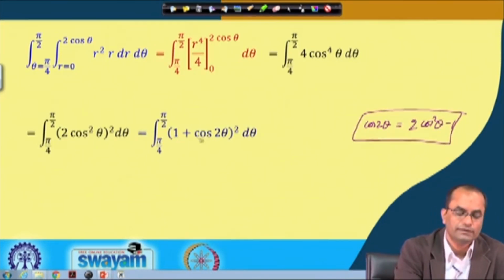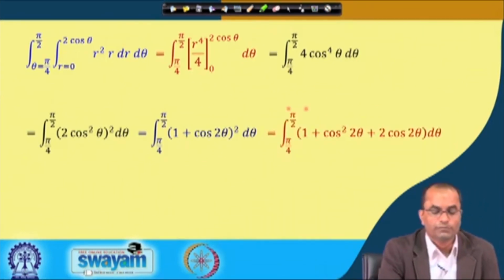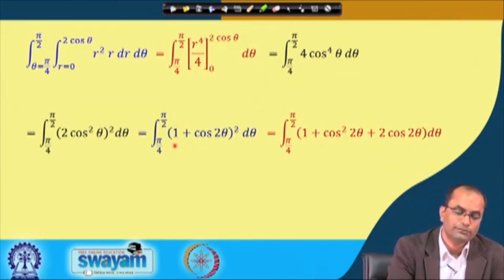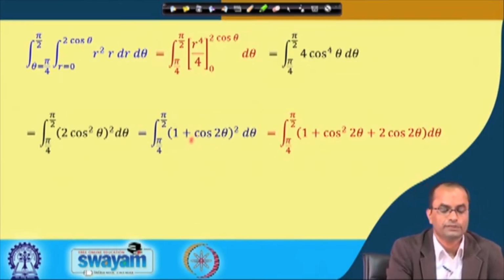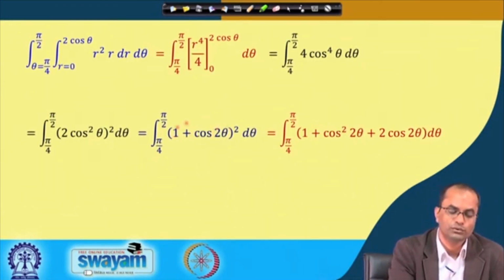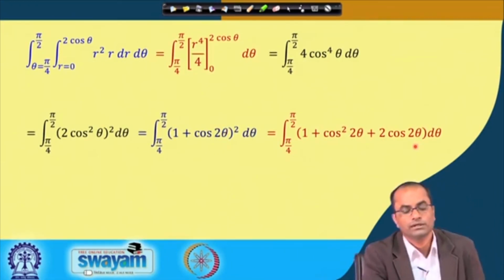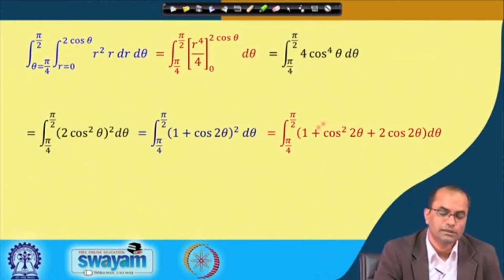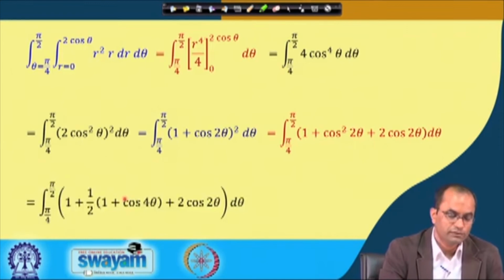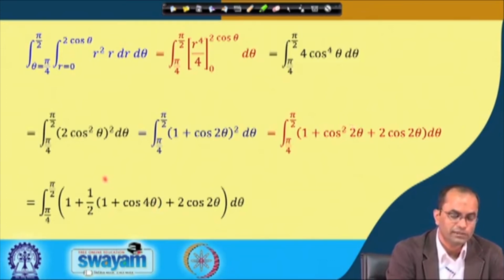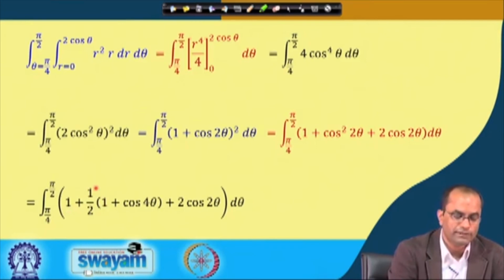So, with this relation we have converted into the 2 theta angle, and then we have to simplify further. So, 1 plus cos square 2 theta, the whole square, and 2 times the product, so 2 times cos 2 theta. So, again this square term has come up, but again we can convert it into the double angle. So, this cos square 2 theta will be half of 1 plus cos 4 theta, and now we have everything here which we can integrate. So, 1 and this 3 by 2.